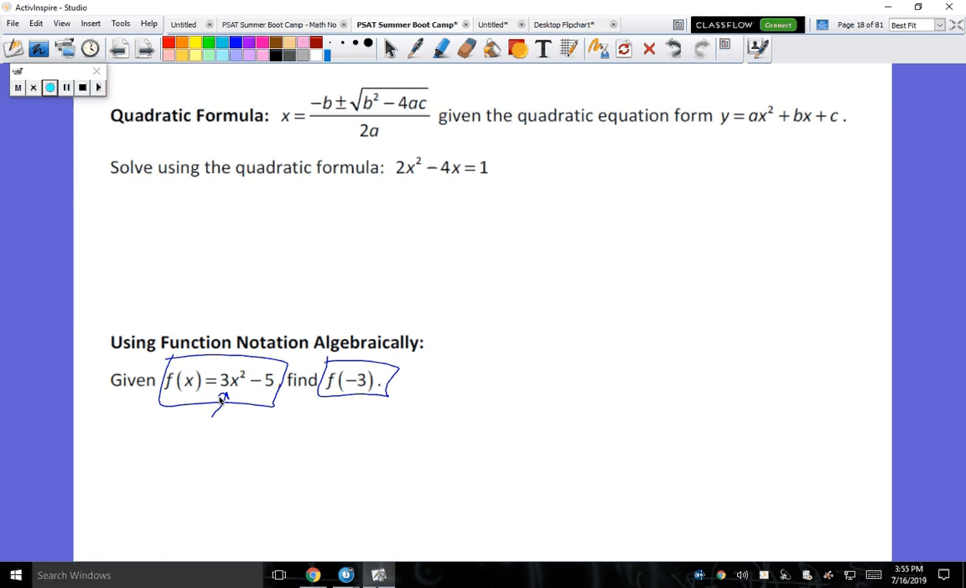Now, the reason why this, although it looks real simple, is on the PSAT is because students will do this. Now think about the mistakes that students could make. What do you think their answer would be if they made the mistake that I'm thinking of?